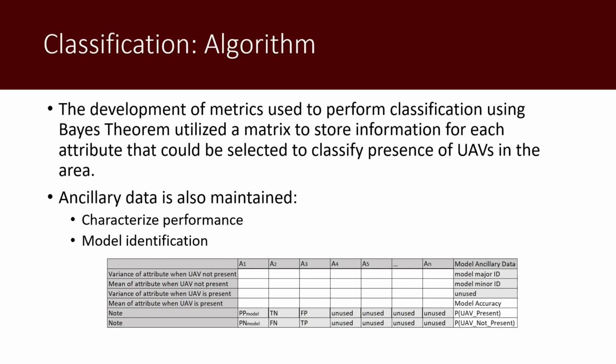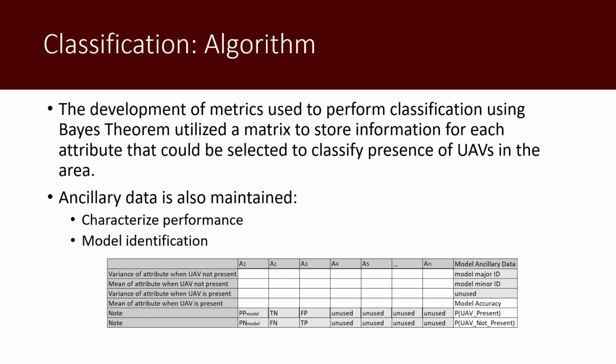You can see also that I have some metrics that I maintained. I have the components of the confusion matrix and the probabilities that a UAV was present or not present in this model that we're verifying here. I also show the model accuracy, and like I said, there's other ancillary information there as well.